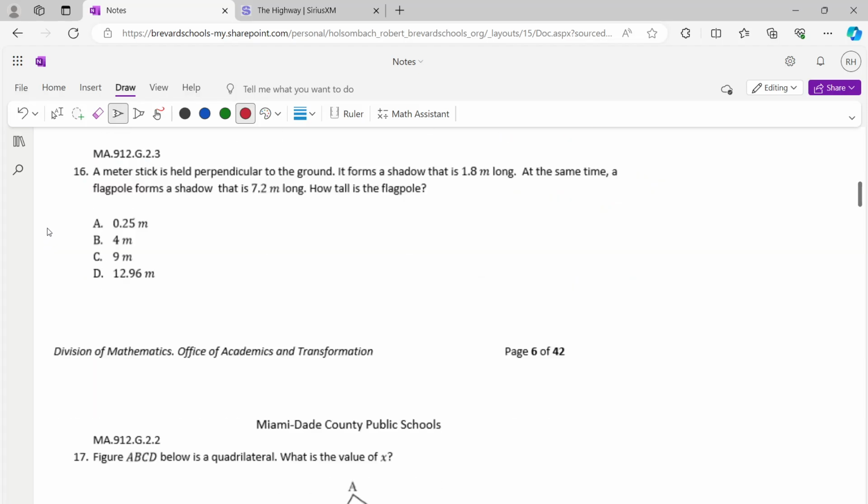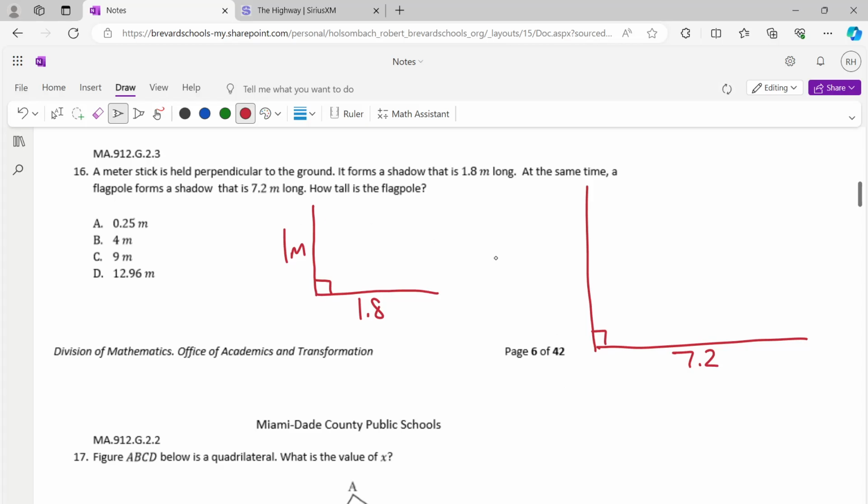All right, finally, number 16. It says a meter stick is perpendicular to the ground. So here's a meter stick. It's perpendicular to the ground. The meter stick is 1 meter tall. It forms a shadow that's 1.8 meters long. So here's the meter stick and here's the shadow. At the same time, a flagpole, here's the flagpole, forms a shadow that is 7.2 long. This is just a proportion. So how tall is the flagpole?